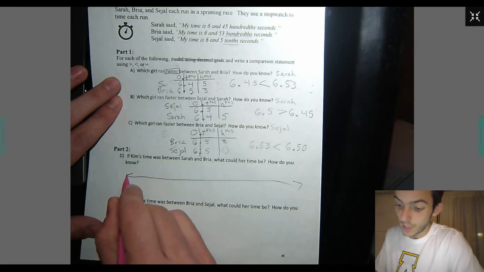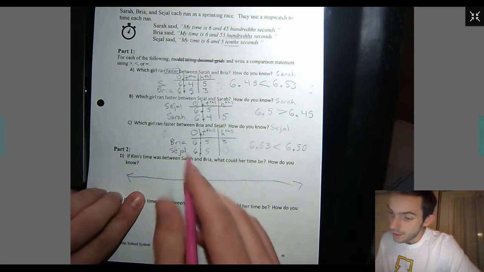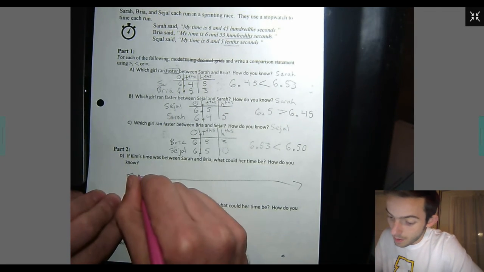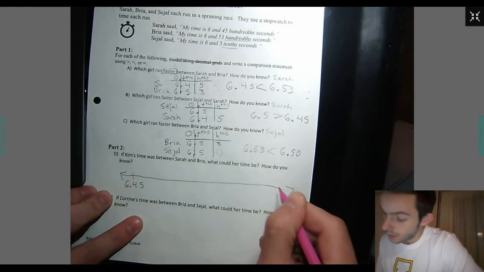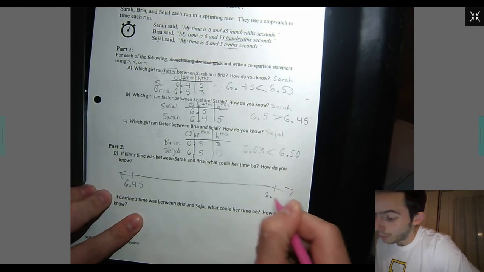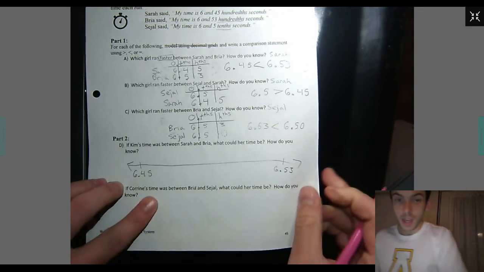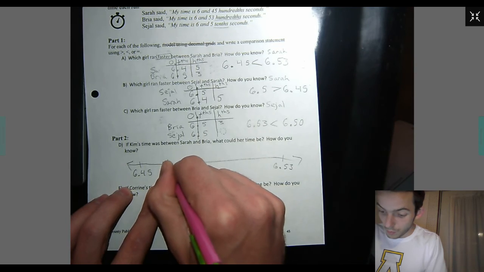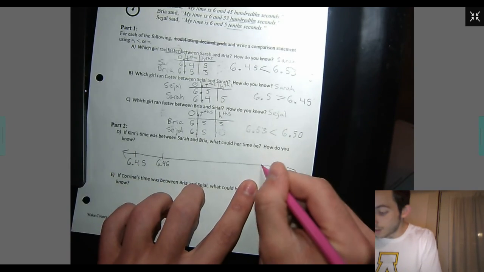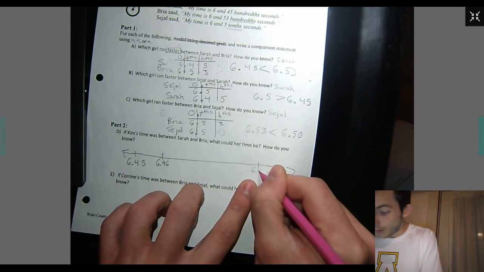Draw a straight line across. The earliest time was 6.45. The longest was 6.53. And we can kind of inch our way in. 6.46, 6.52.